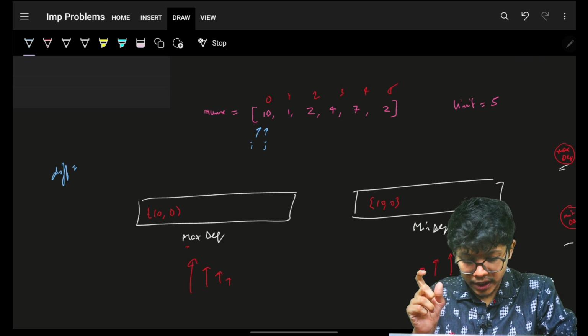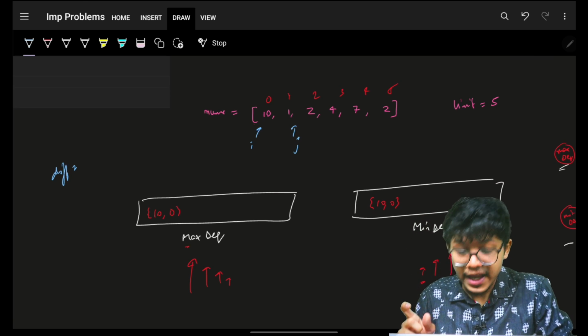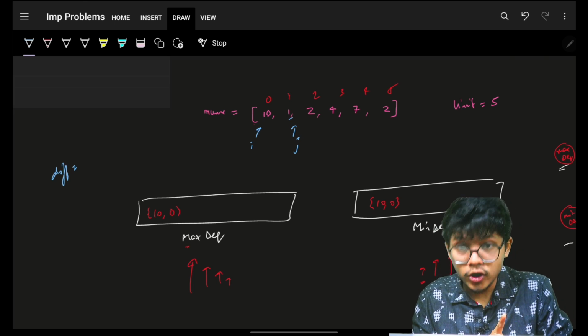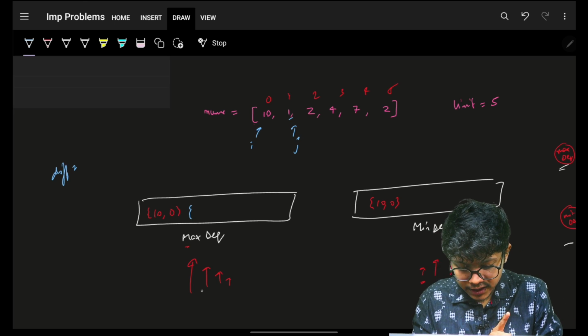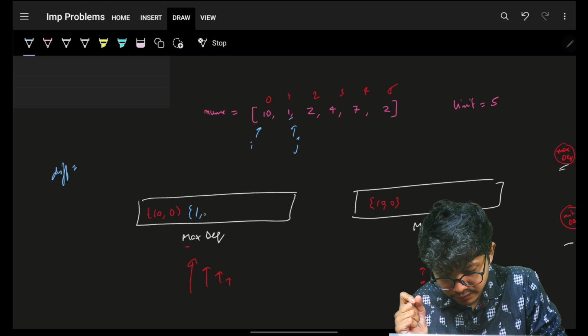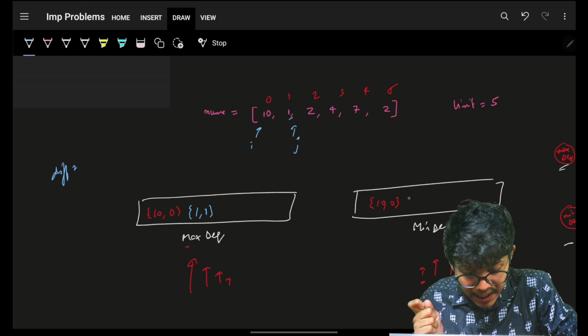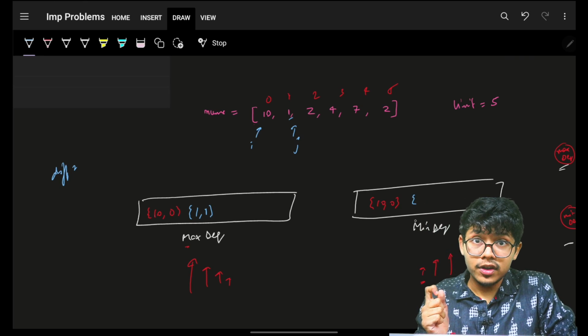Diff will be simply 10 minus 10, diff is 0. Okay, expand your J. As you expand your J, you will incorporate a 1, 0. Can I put 1, 0 here? Yeah, it is a decreasing thing. I can put a 1, 1. Can I put a 1, 1 here?